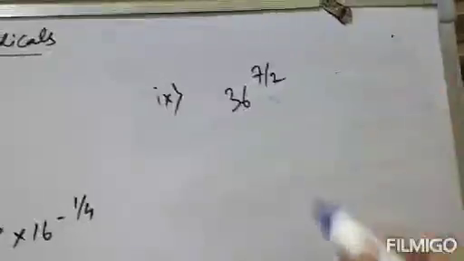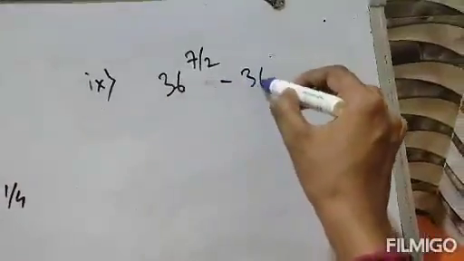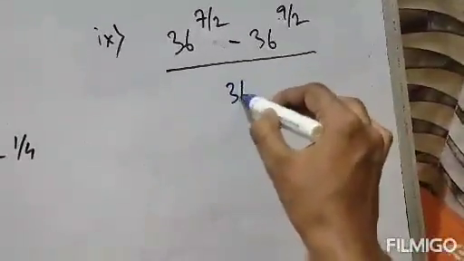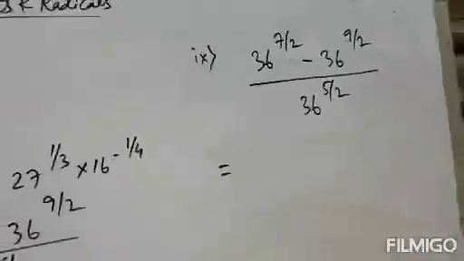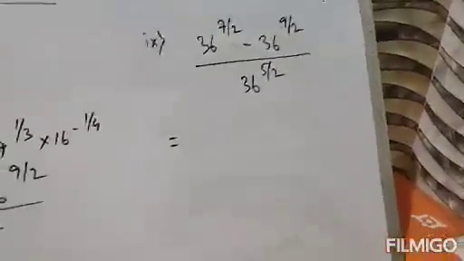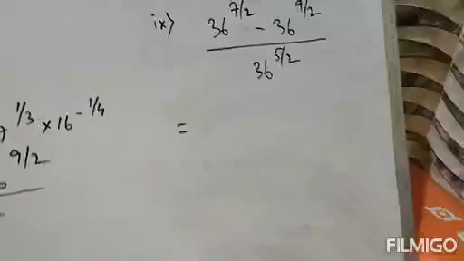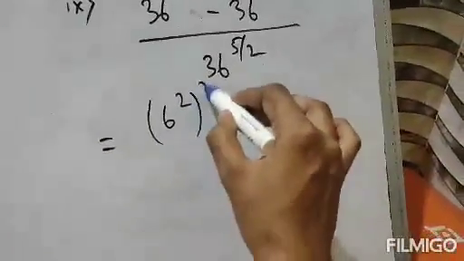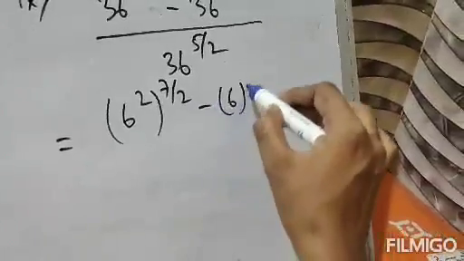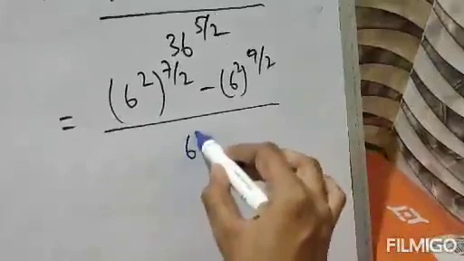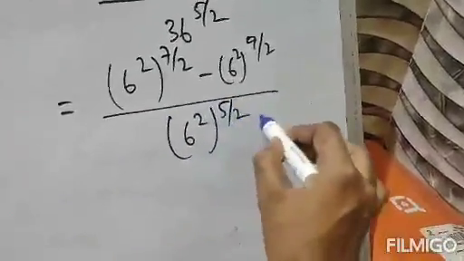Question number 9: 36 to the power 7 by 2 minus 36 to the power 9 by 2, divided by 36 to the power 5 by 2. Clear? If you factorize 36, this gives 6 square. 6 square means 36. Here it is also 6 square, with power 9 by 2. It is also 6 square, with power 5 by 2.